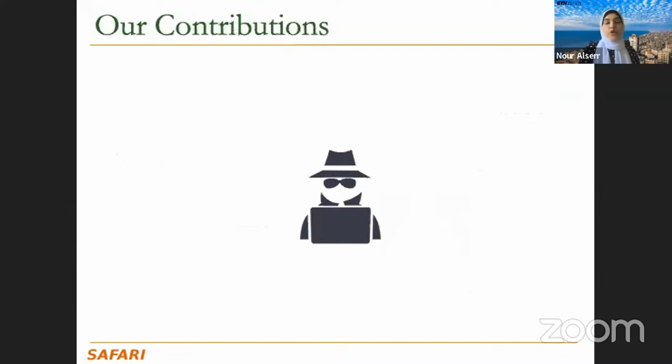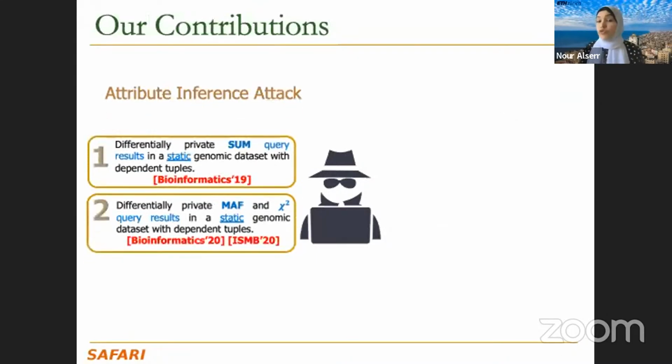So what are our contributions in that direction? First of all, we investigate the feasibility of the attacks. We have two types of attacks. The first one, we are trying to infer the genomic data of one victim or one target. I want to know the DNA. I know that this guy participated in the data set, but I don't know the value of this SNP. Is it 0, 1, or 2? So I want to infer that.